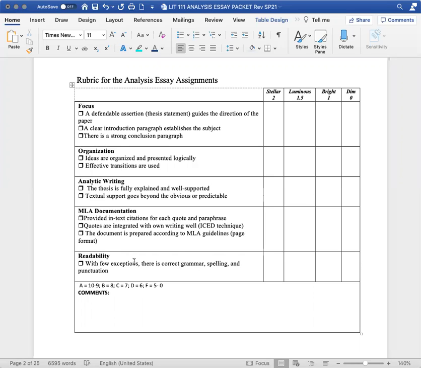But if for the most part it's easy to read and it's mostly correct, then you can get 2 points. It's not that it has to be perfect. If you have a fragment or a couple misspelled words or something, you can still get a 2.